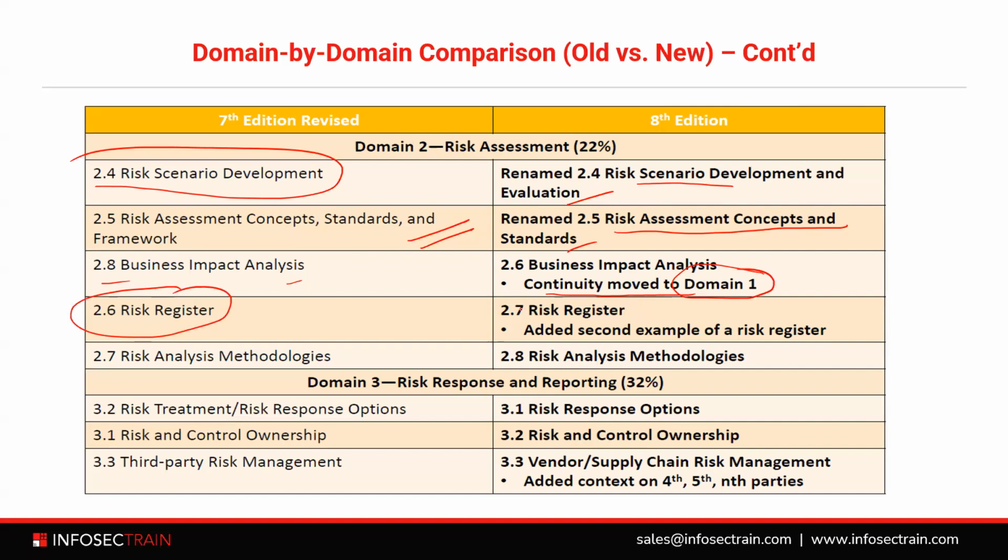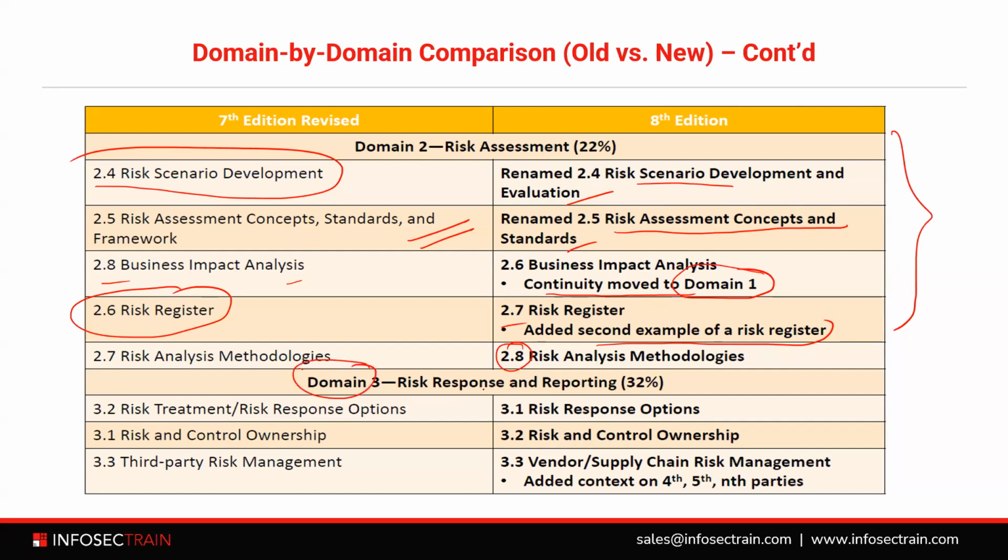2.6, risk register. One more example has been added under this, a second example in the CRISC manual for risk register, and you see the section number has been changed to 2.7. Under that, the risk analysis methodology is now section 2.8, risk analysis methodologies. This was all about Domain 2.